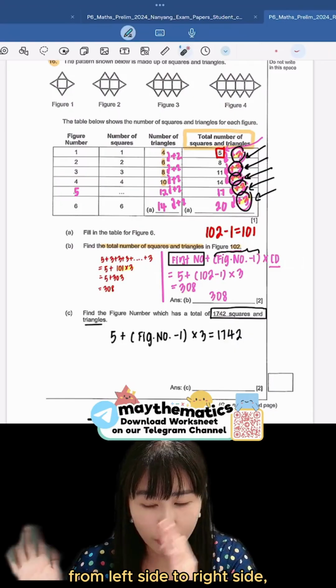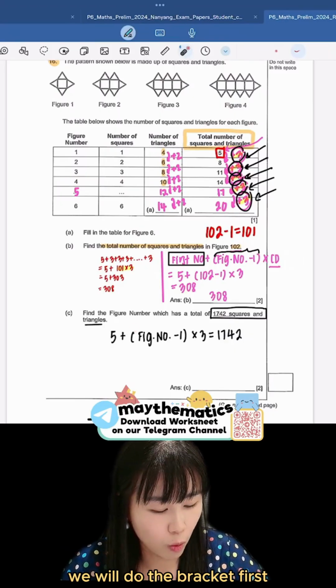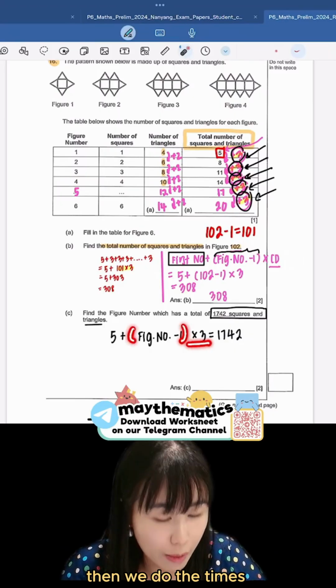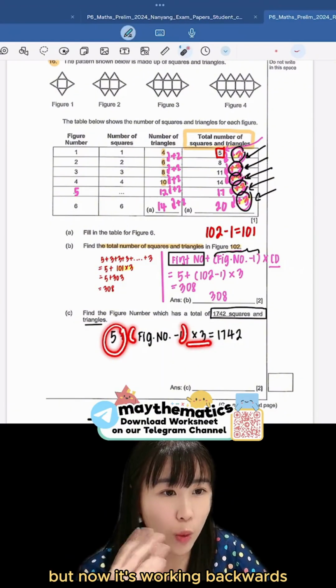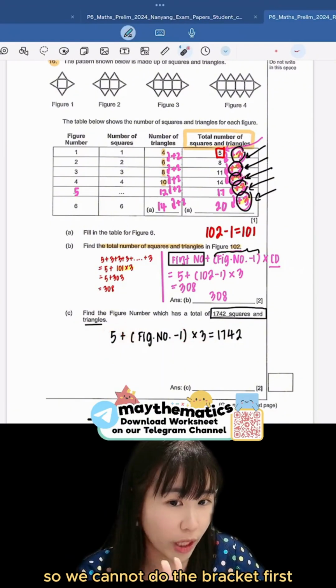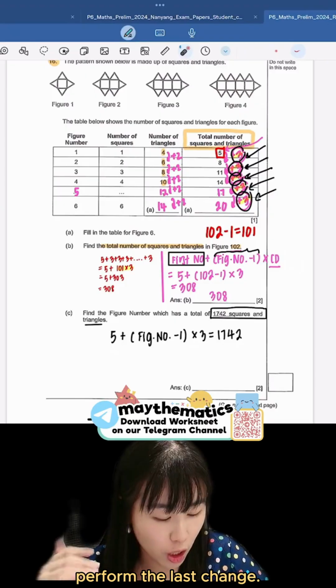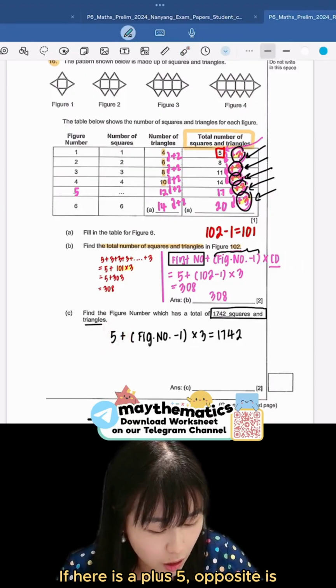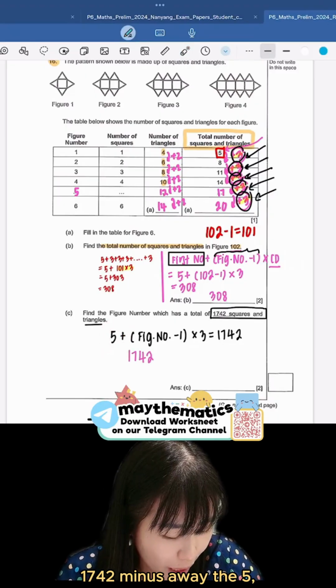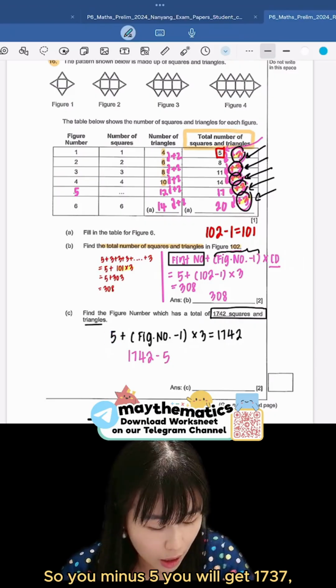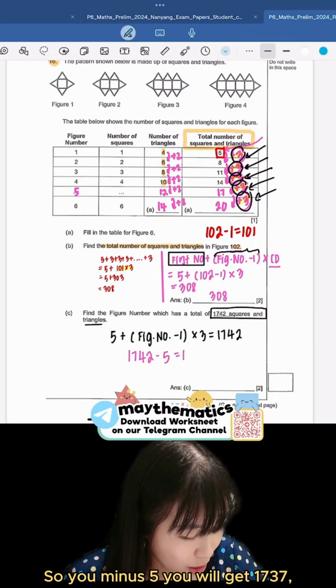Remember, when we want to go from left side to right side, we will do the bracket first, then we'll do the times, then we do the plus. But now it's working backwards, so we cannot do the bracket first. We have to perform the last change. If here is a plus 5, opposite is 1742 minus away the 5. Minus away the excess first. So you minus 5, you will get 1737.